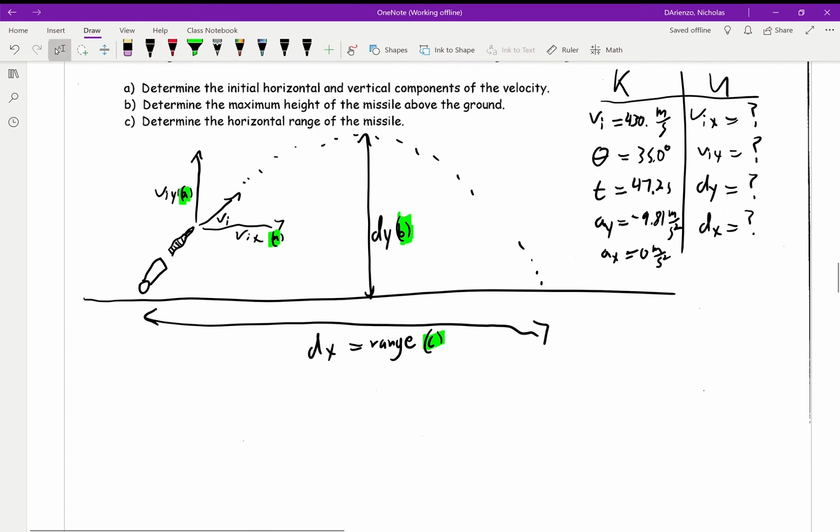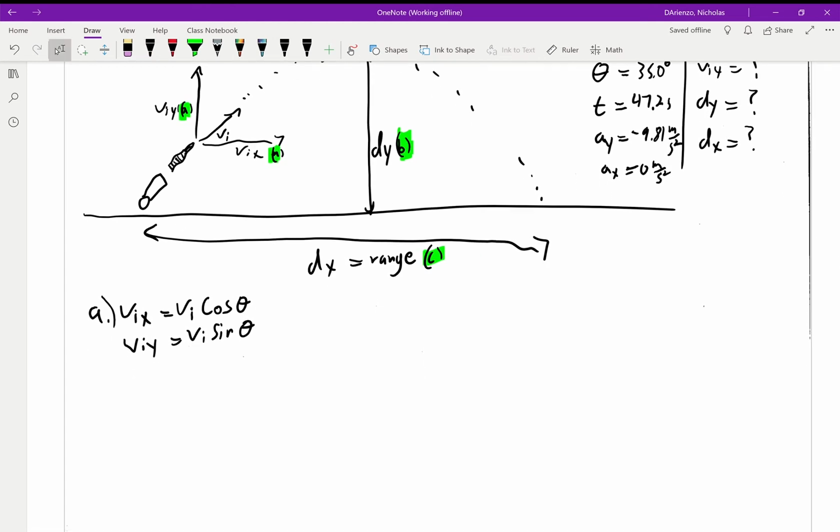Now the first part of this, A, should be hopefully relatively straightforward. We want to determine initial horizontal and vertical components of velocity. And in order to find the horizontal component of velocity, we want to use VI cosine theta. And to find it in the vertical, we're going to use VI sine theta.